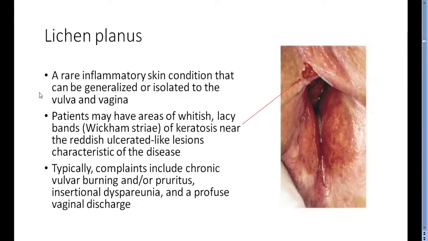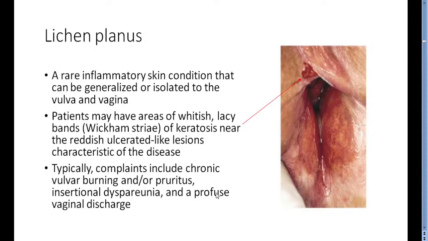The last one is lichen planus, a very rare inflammatory skin condition that can be generalized or isolated to the vulva and vagina. Patients may have areas of whitish, lacy bands, so-called Wickham striae of keratosis near the introitus, and here as well, you see this region, and around the introitus an ulcerated lesion, which is characteristic for the disease.